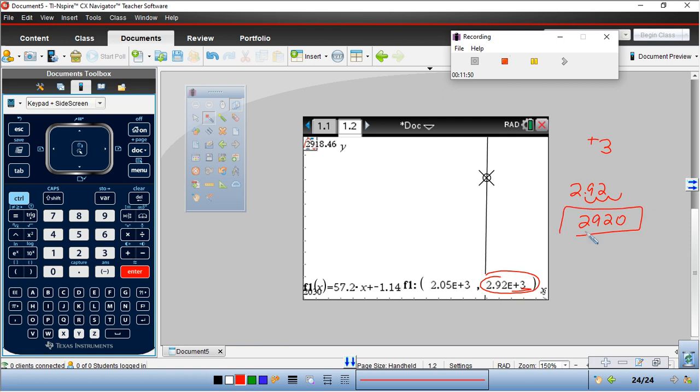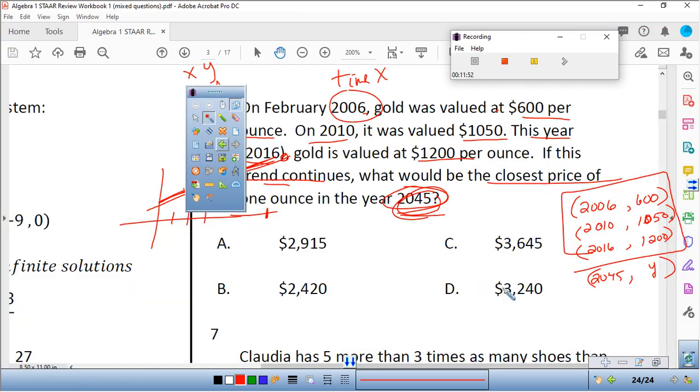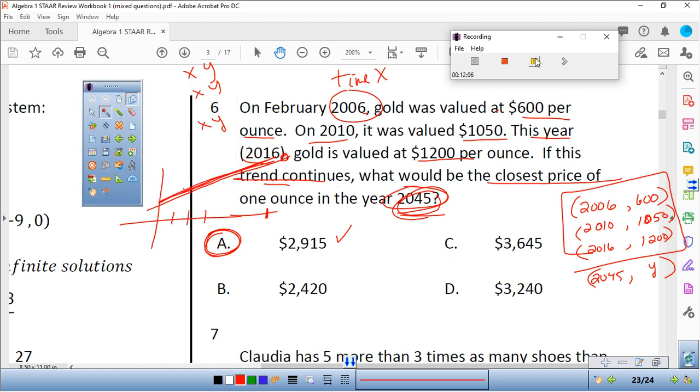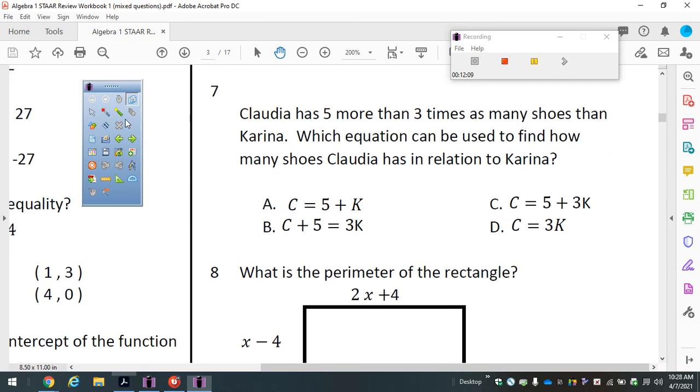So about 2,920. 2,900. Right there. Okay. Not too bad, right? Not too bad at all. So don't be afraid of the calculator. Rewind this video again. Rewind that little section right there and see what I did, so you can learn how to do that. Okay, let's move to the next one quick.